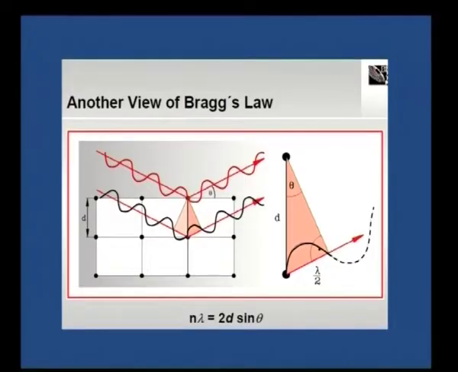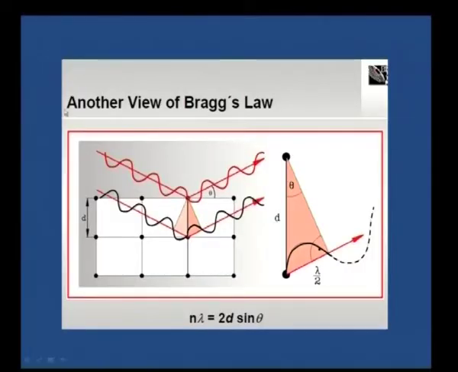For constructive interference, the path difference should be n lambda, which in this case is 2 d sin theta, because this is d sin theta and this is d sin theta. So 2 d sin theta should be equal to n lambda. That is the so-called Bragg's law. What do you get from Bragg's law?